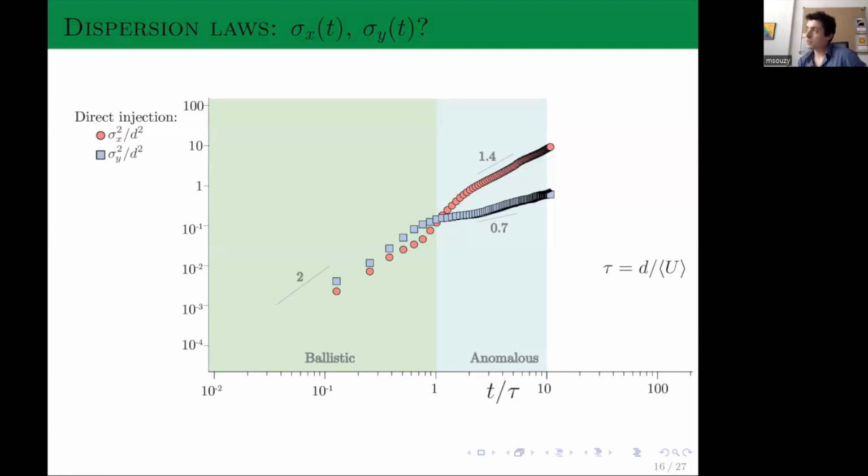Anomalous meaning that both in the longitudinal direction and the transverse direction, you don't have a normal dispersion process with a power law which would be 1. So in the longitudinal direction, it's actually superdiffusive with an exponent of 1.4. And in the transverse direction, you have a subdiffusive anomalous dispersion process with an exponent which is below 1, so 0.7. So that's the first way you can decide to investigate dispersion in such a system.